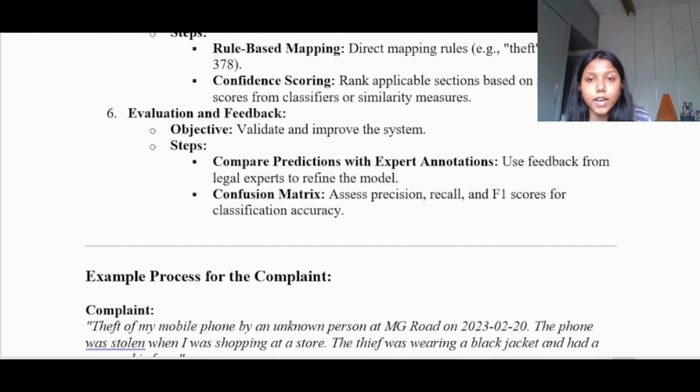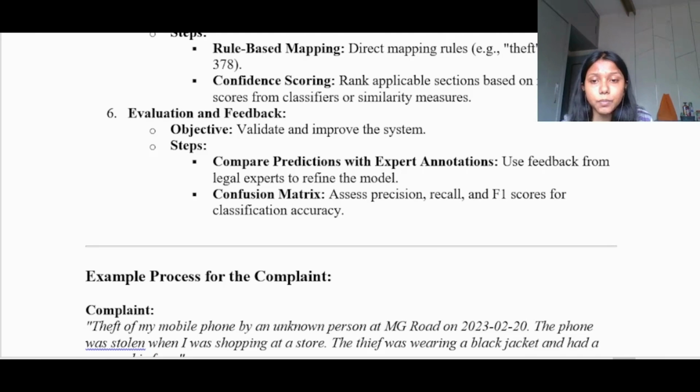Number 6 is evaluation and feedback. The objective for this is to validate and improve the system. The steps that are involved in evaluation and feedback are number 1, compare predictions with expert annotations. That is, use feedback from legal experts to refine the model. And number 2 is confusion matrix. It assesses precision, recall, and F1 scores for classification accuracies.